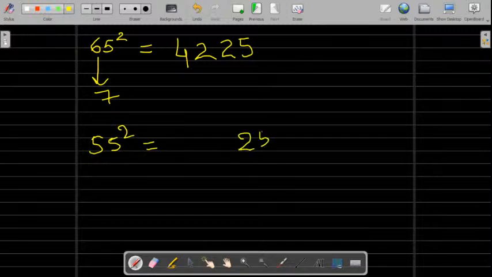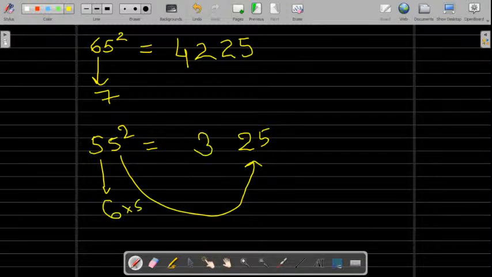Then 55 square, how can we calculate 55 square? The last 5 indicates the square, 25. Then for 5, the next number is 6. 6 into 5, how much? 30, right? So 3025. So 3025 is the square of the number.